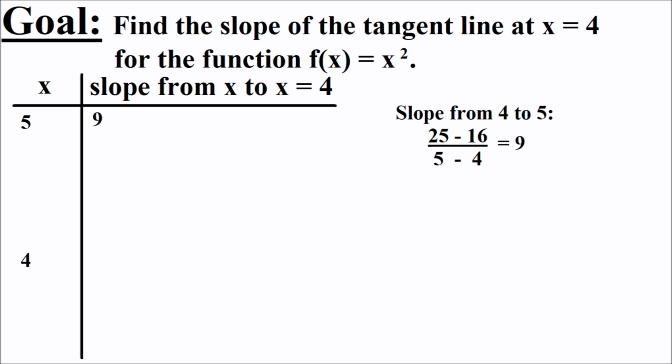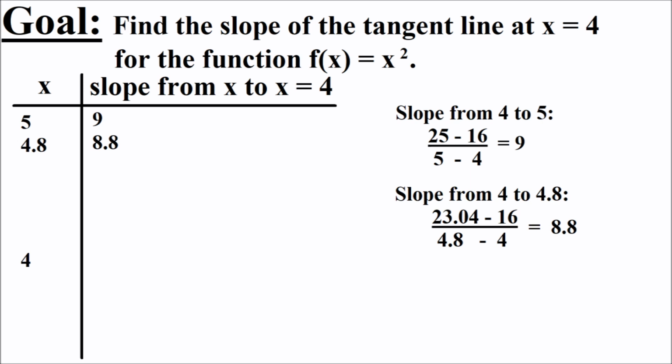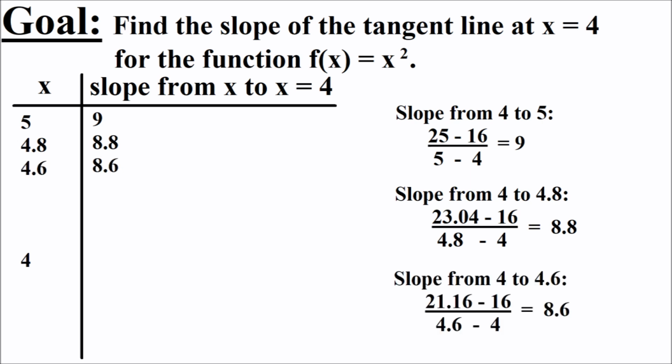Now, let's repeat this process with a closer point, like x equals 4.8, and y would be 4.8 squared, which is 23.04. This slope makes 7.04 over 0.8, which is 8.8. 4 to 4.6 is going to give us 5.16 over 0.6, which equals 8.6. These slopes are more accurate to the correct slope directly at x equals 4, but we can definitely get closer.